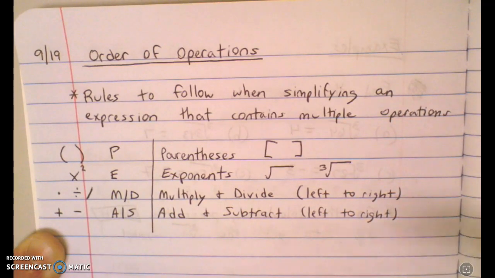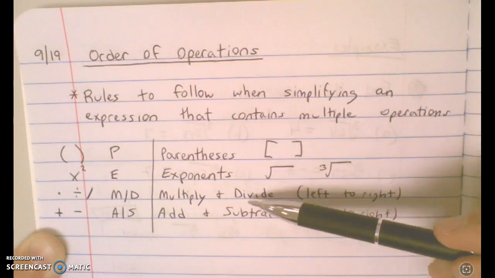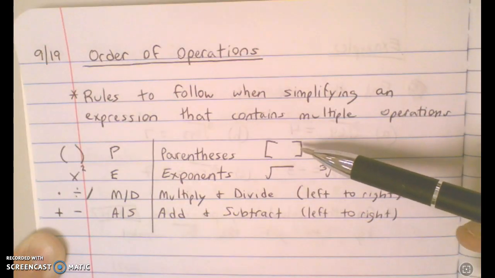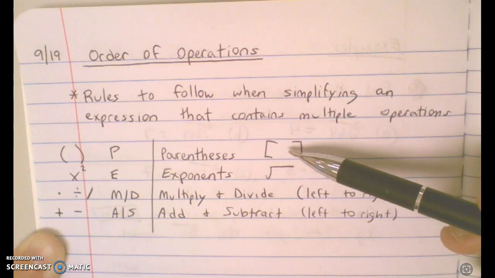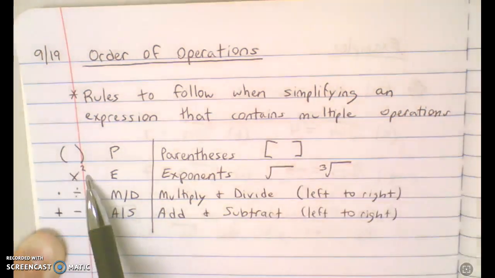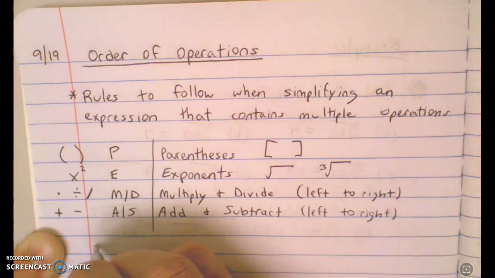So what it's telling you is that you have to follow this order when you're evaluating your expressions that have multiple operations. So you always start off looking for any parentheses, and you do what's inside of the parentheses. After the parentheses, you have exponents, so you look for any exponents or square root symbols. Then you look for multiplication or division, and adding and subtracting. So let's look at some examples.